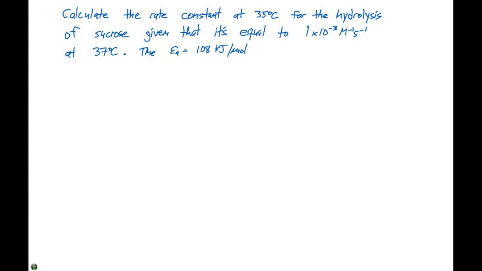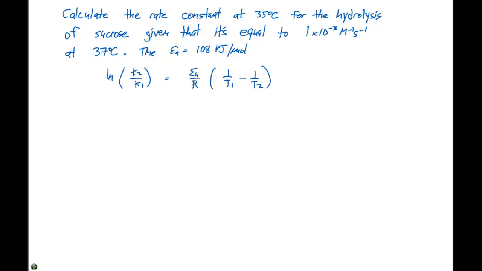So this is a direct application of the two-point Arrhenius equation, where remember this equation is going to be the ln of K2 divided by K1 is going to equal the energy of activation divided by R times 1 over T1 minus 1 over T2.